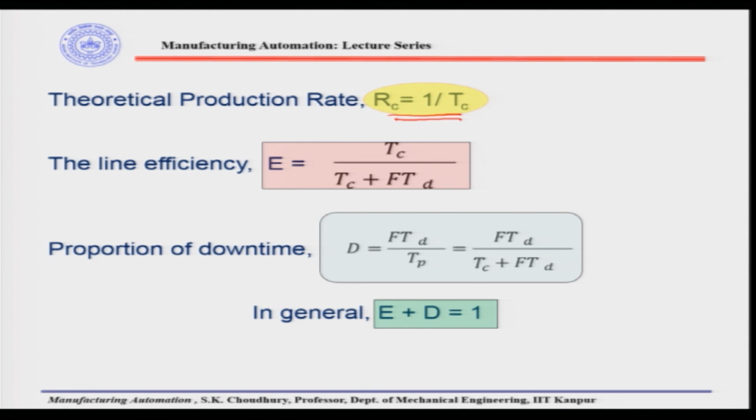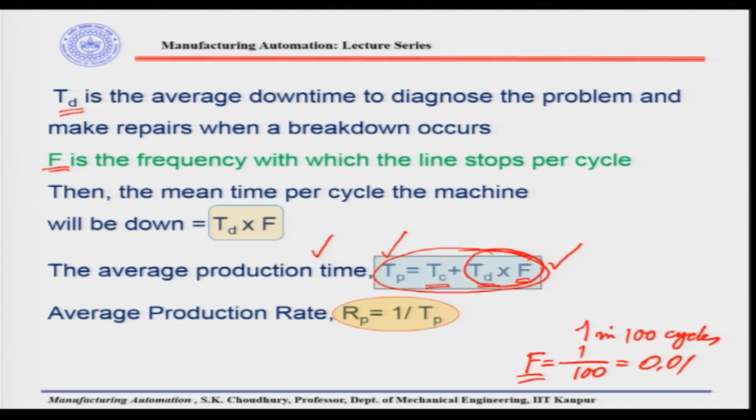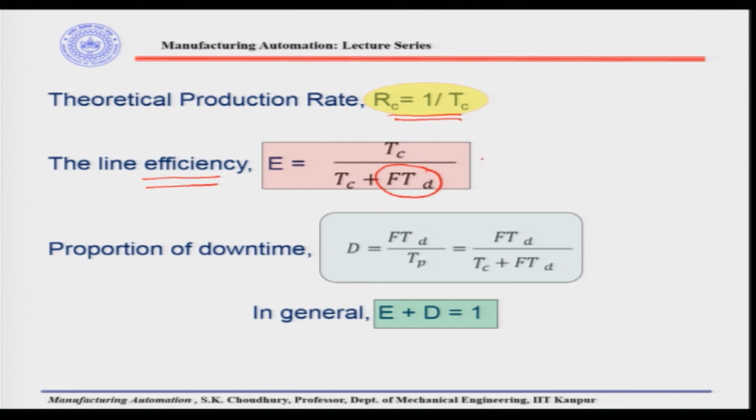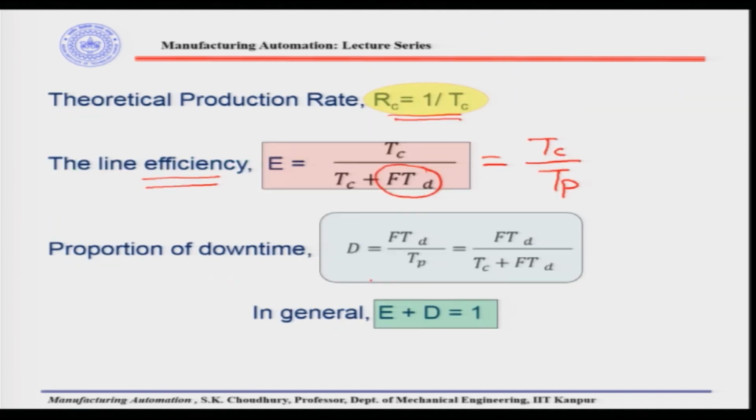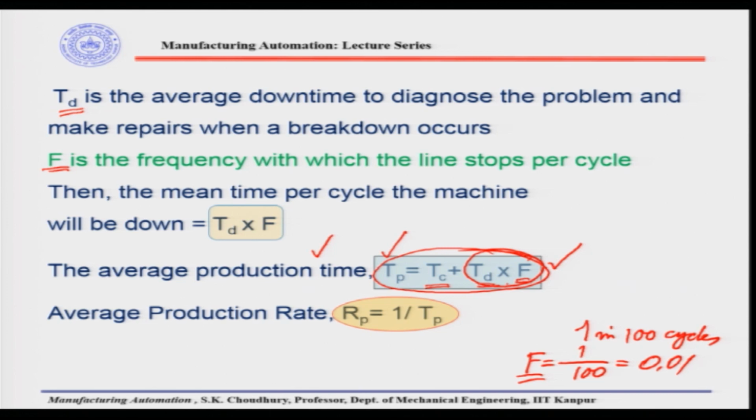achieved. But since we have that f into T d, the line efficiency we can find out by dividing the T c and the T p, and the T p we found out, T p is equal to T c plus f into T d. So, this is T c divided by T p, and the T p, as we said, is the average production time. So, this is the ratio of the ideal cycle time and the average production time, which is equal to T c divided by T c plus f T d, because this T p is equal to T c plus f T d that we have seen here, okay. T p equal to T c plus f T d.